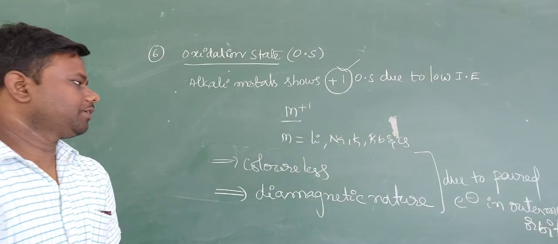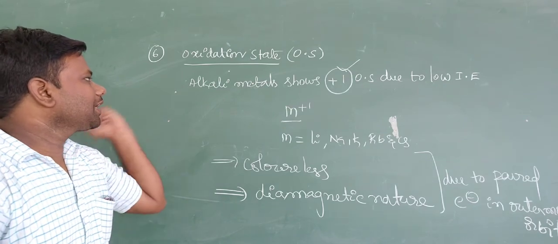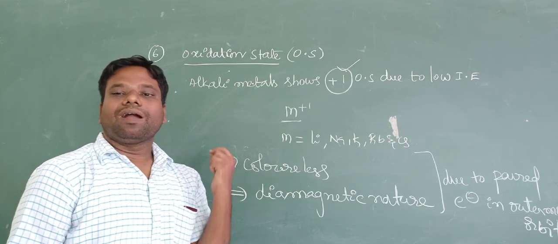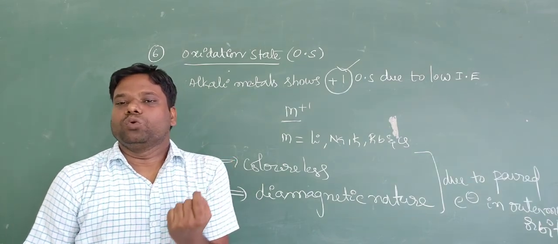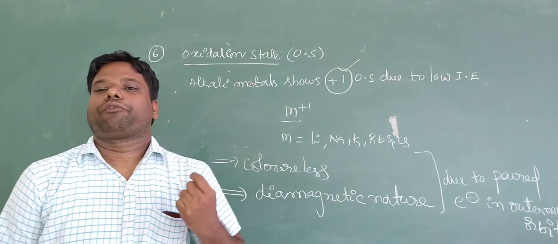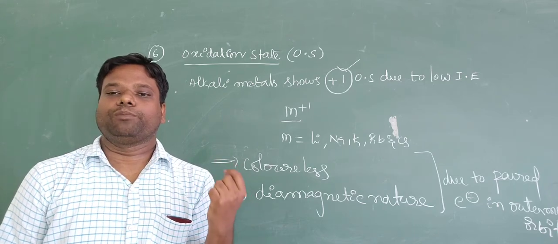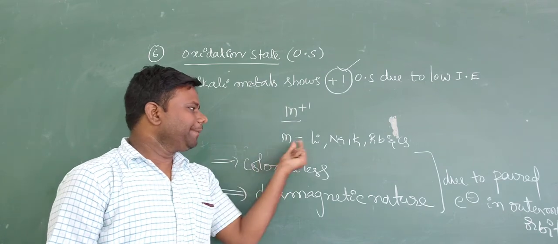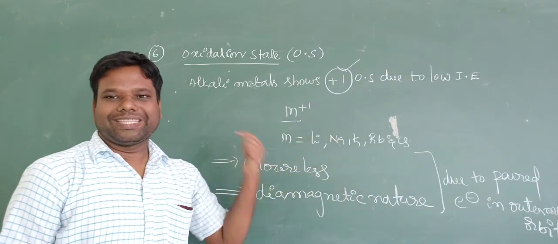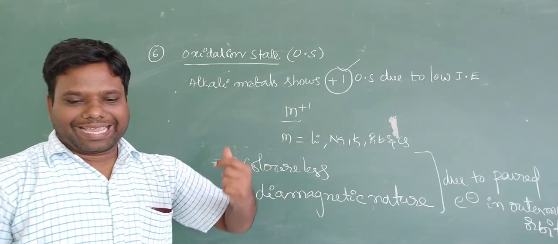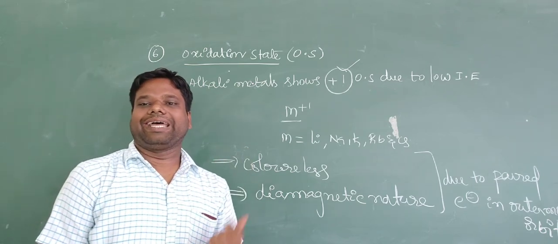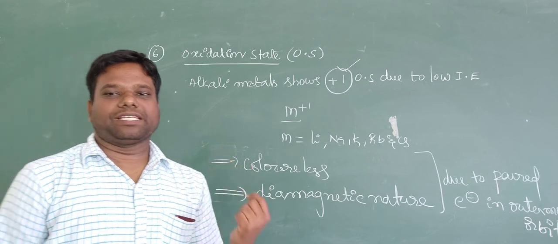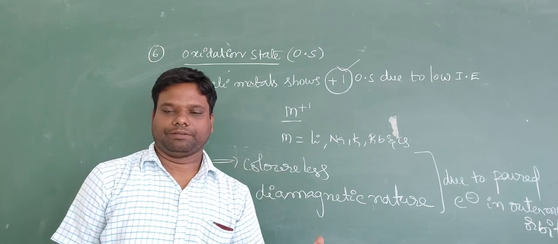Alkali metals show +1 oxidation state because of low ionization energy. Alkali metals can readily lose electron from the outermost orbit to form unipositive ions, which is represented as M+1. M means alkali metals. So these ions are colorless and diamagnetic in nature because of paired electrons present in the outermost orbit.